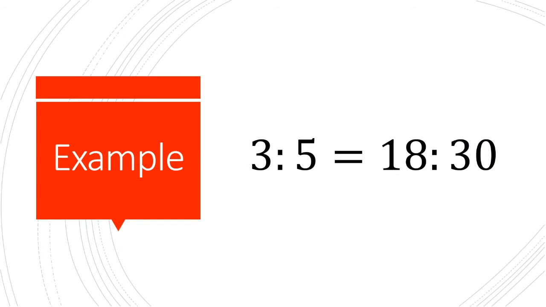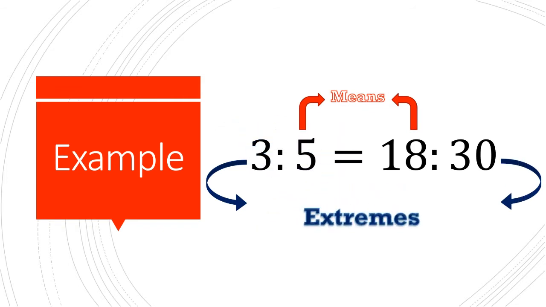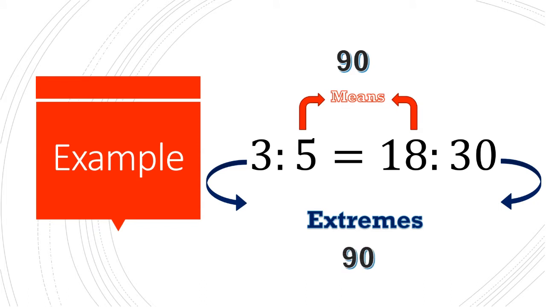Now let us have an example. I have 3 is to 5 as 18 is to 30. Now 5 and 18 are the means because they are the inner terms in this example. Next, 3 and 30 are the extremes because they are the outer terms. Now if you multiply 5 and 18, we will have 90. Now to check, the extreme should be equal also to 90. So 3 times 30, that is 90. Take note that in proportion, kailangan equal yung both sides of the equation. Okay?